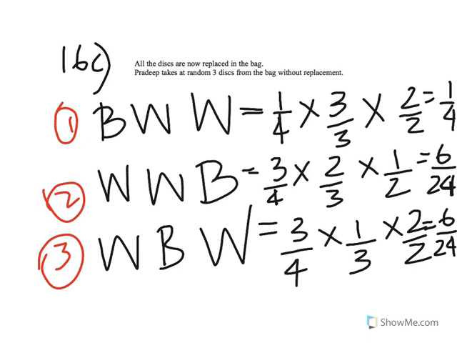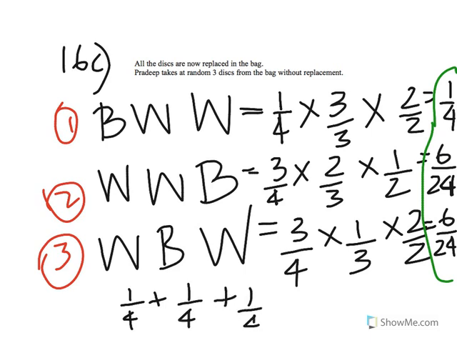So all we have to do is add all of these probabilities together, right? And we will get the total probability that the disc left in the bag is white. So 1 out of 4, plus 6 out of 24, which is again 1 out of 4, plus 1 out of 4, is 3 over 4. And that is your answer.